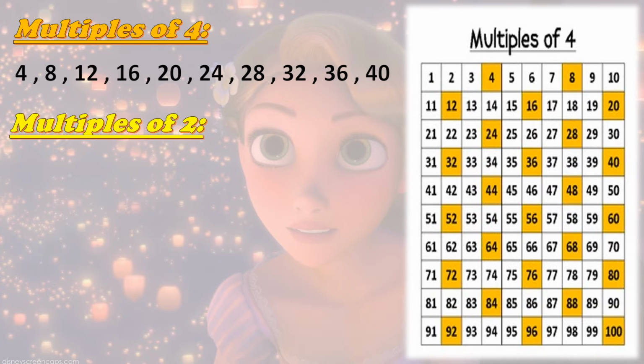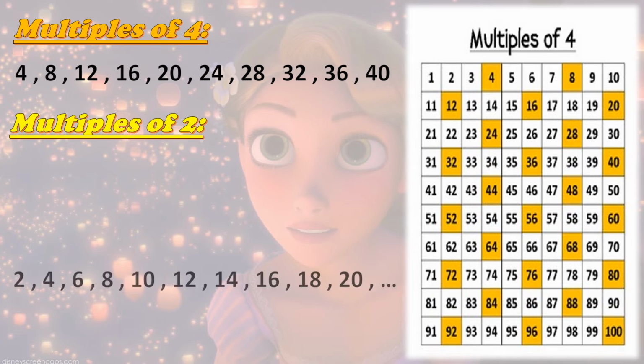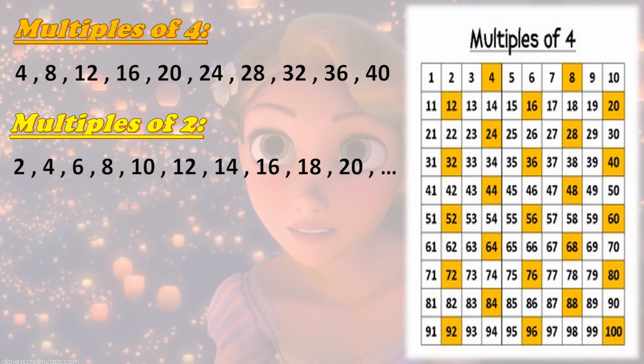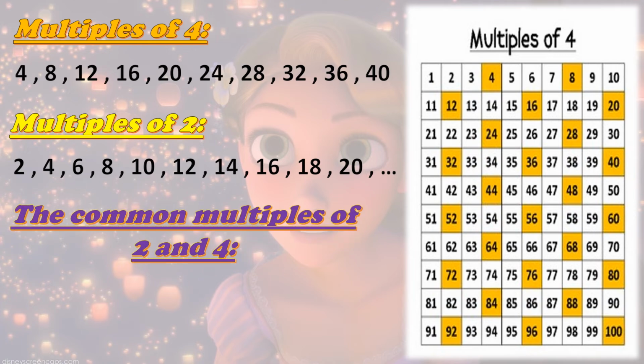Okay, we took before multiples of 2, and here is multiples of 4. Don't forget that multiples of 2 is all even numbers. What is the common multiples of 2 and 4? We know before that common multiples mean the numbers in multiples of 4 that I can find in numbers of multiples of 2.